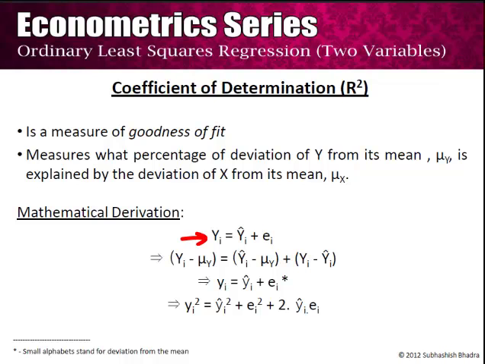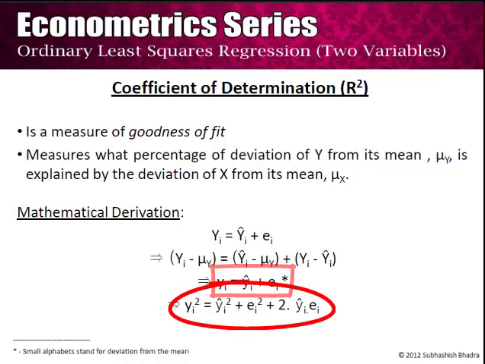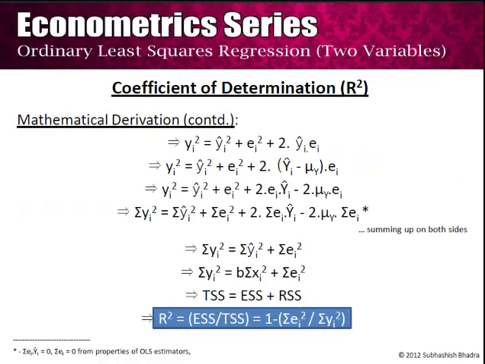We know that yi equals yi hat plus ei. Now subtract mu y, or the mean of y, from both sides. We also know that yi equals yi hat plus ei. Now squaring both sides, and after going through a number of mathematical manipulations, we finally arrive at the fact that the total sum of squares, which is represented by summation yi square, equals the estimated sum of squares, which is explained because of the deviation in xi, and the residual sum of squares, which is the unexplained component.